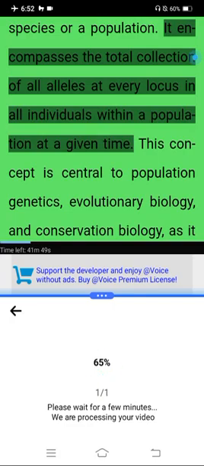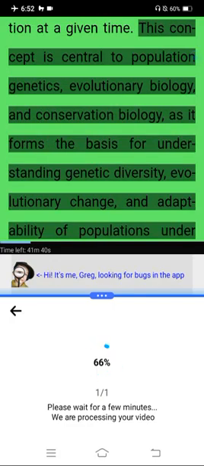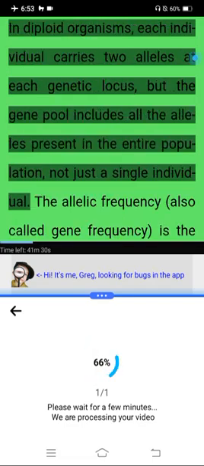It encompasses a total collection of all alleles at every locus in all individuals within a population at a given time. This concept is central to population genetics, evolutionary biology, and conservation biology, as it forms the basis for understanding genetic diversity, evolutionary change, and adaptability of populations under changing environmental conditions. In diploid organisms, each individual carries 2 alleles at each genetic locus, but the gene pool includes all the alleles present in the entire population, not just a single individual.